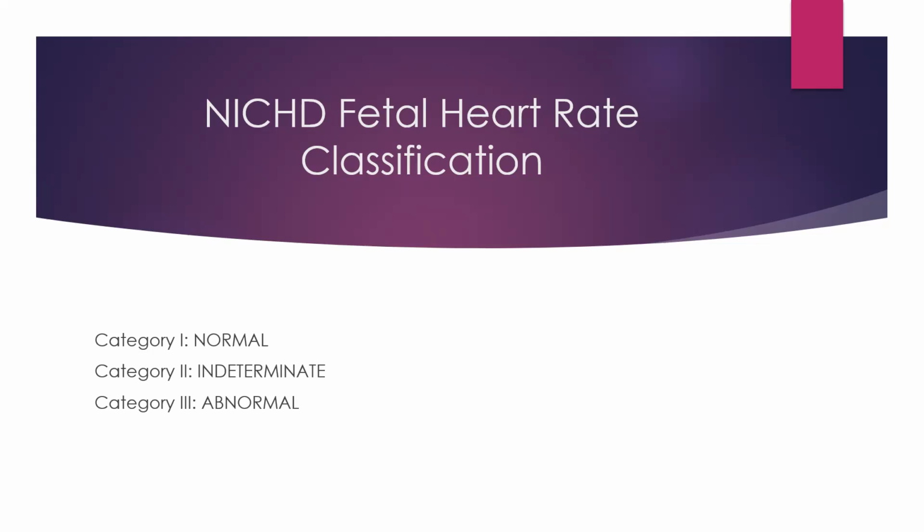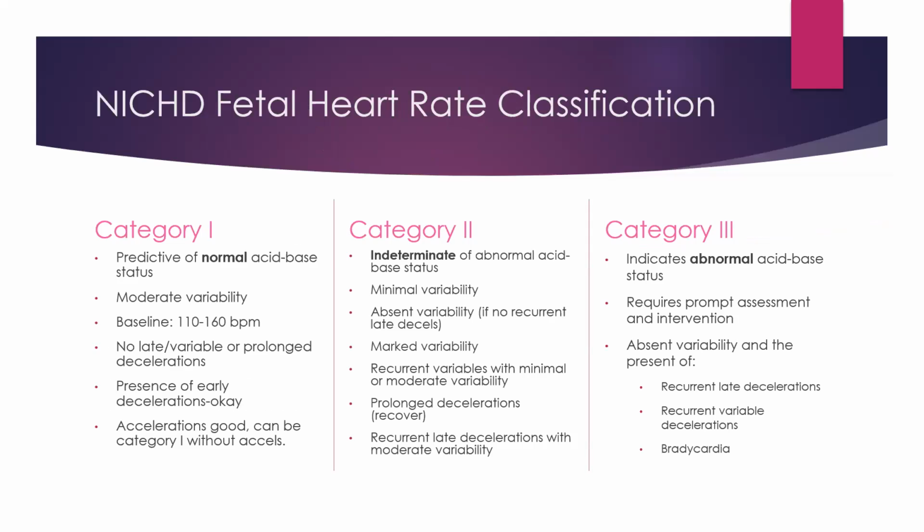Baby could come out totally fine. Baby could come out not fine. It's definitely just a gray area. And category 3 is abnormal. The baby is not doing well, and we absolutely need to do some interventions to move towards delivery because the baby is not doing well in its intrauterine environment.